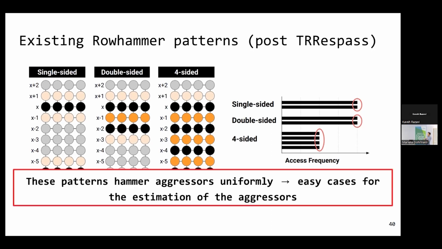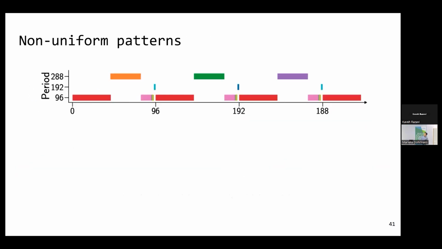So these patterns are hammering the aggressors uniformly, and these are the easy cases for the estimation of frequent items. But we are aggressors, we are attackers, right? We do not necessarily need to make the life of the mitigation easy. So we do not need to hammer our aggressors with the same frequency. We could pick a bunch of aggressors and hammer them with different frequencies. And this is essentially what we did.